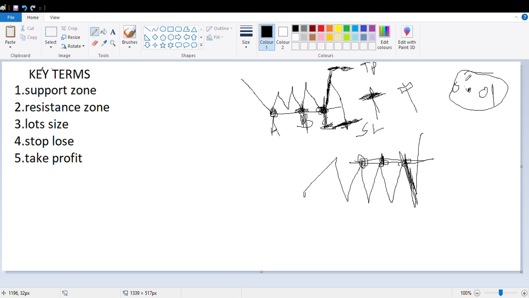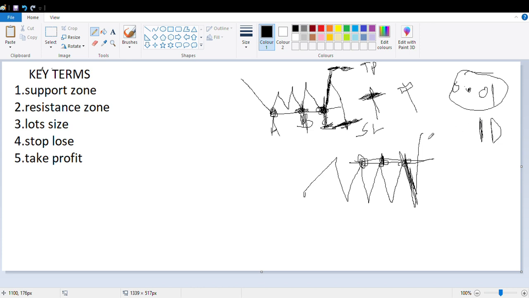The 0.01 means for every 10 pips you are risking $1. So that is what it means. We also have 0.02, 0.03, up to infinity, whatever lot size you want to use, depending on your account size or your balance in the account. So that is the lot size.